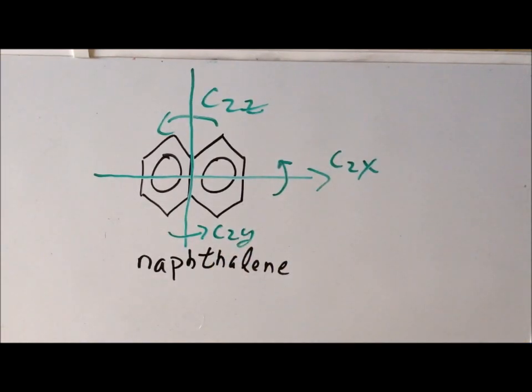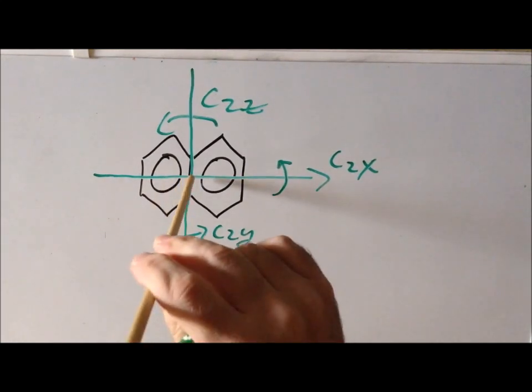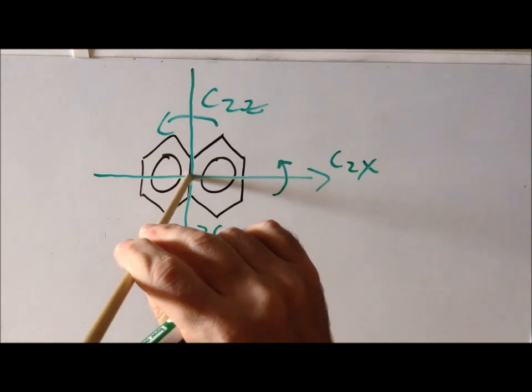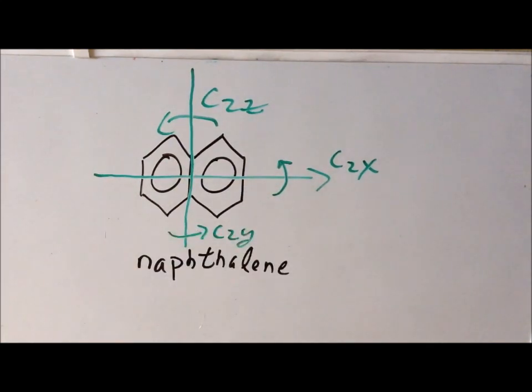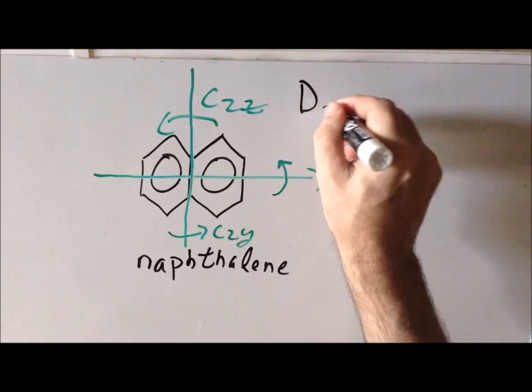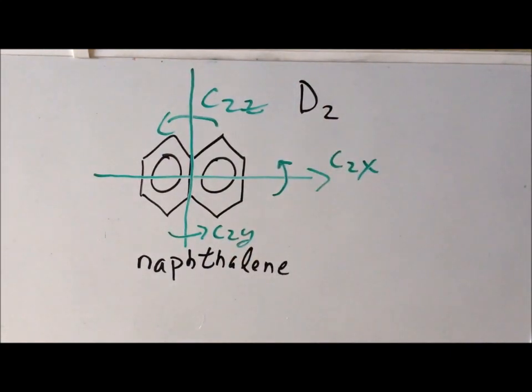So I can declare, for the time being, that the C2Z, the one about this particular axis, is going to be my high-order rotation axis. And I found two other C2s that are perpendicular to it. So that tells me immediately that I have a D2 group of some type. So you get to 2 because of the C2 being the high-order rotation axis. It turns from a C to a D because we found C2s that are perpendicular to it.